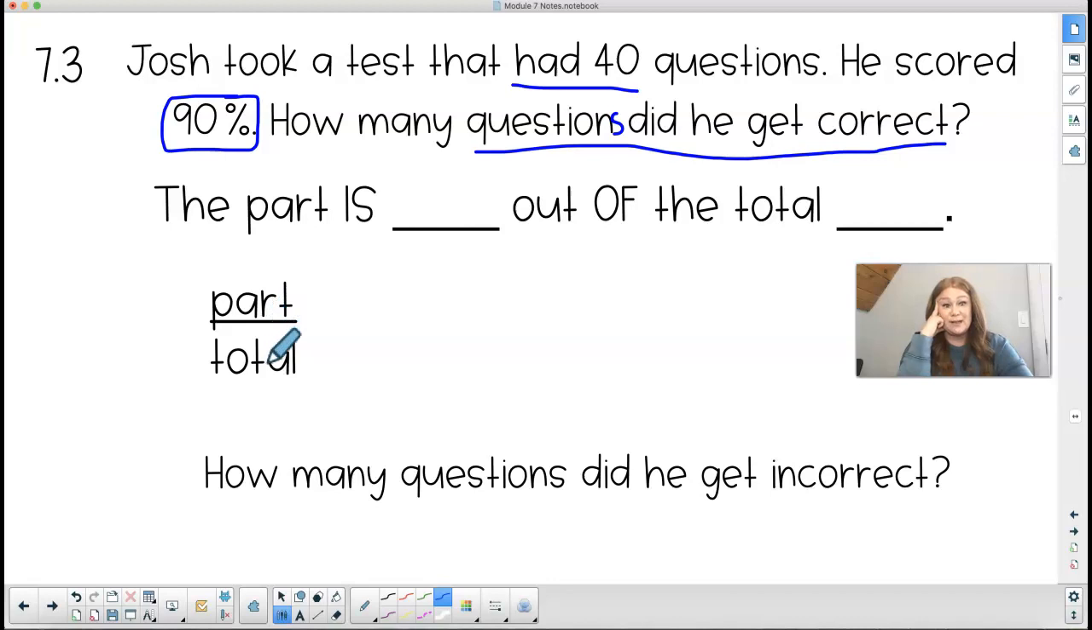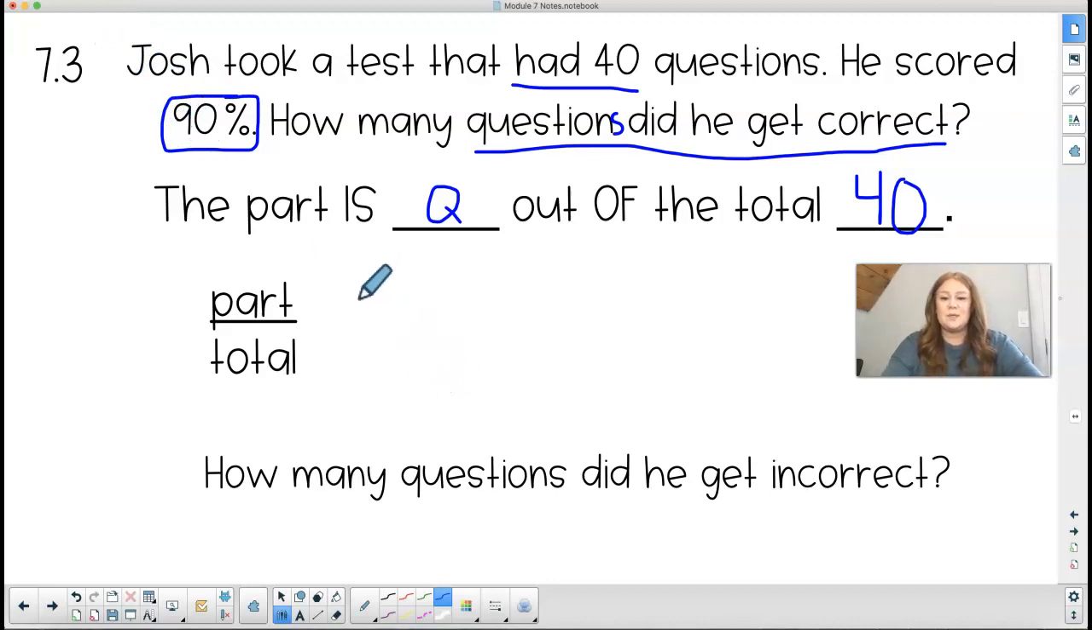So those are the questions we need to think about. What does that 40 mean? Is that a part or a total? And I want to know how many he got correct out of 40. So I don't hear the words is and of in this problem, but I can still answer that. How many questions out of 40? 40 is the total amount of questions on that test. I'm looking for the questions I got right. What is the amount of questions Josh got correct out of 40, which equals 90%.